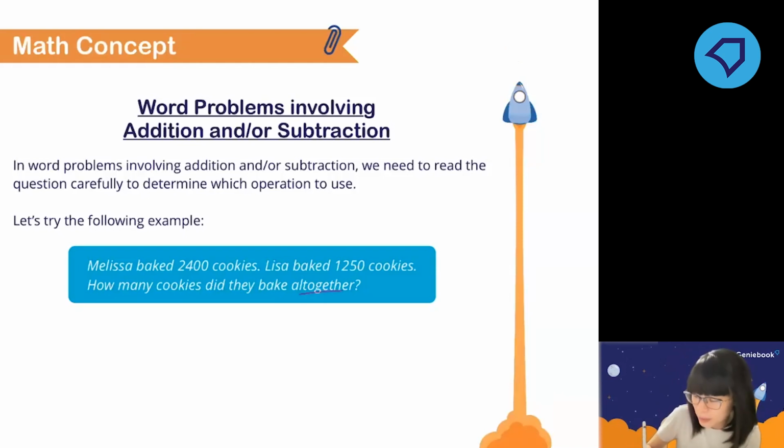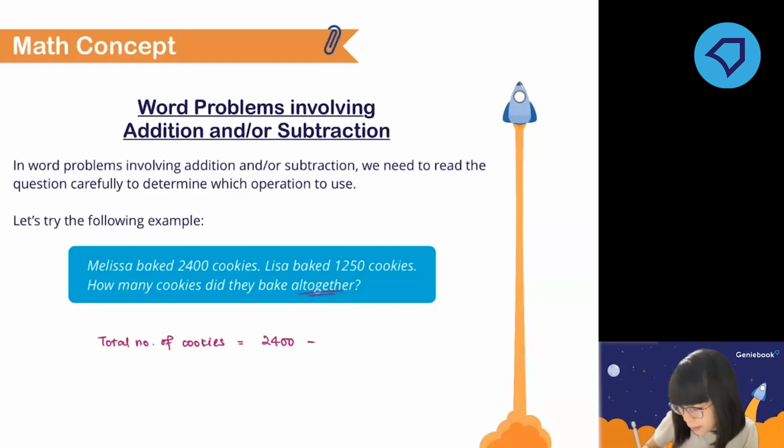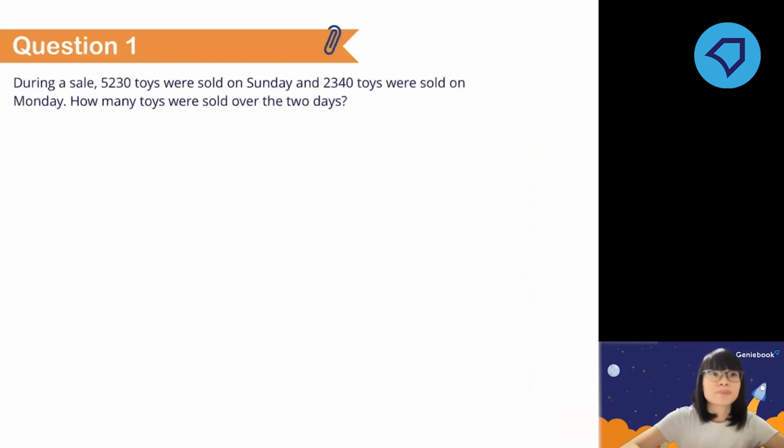All together would be the keyword because you want to add everything together. You want to add Melissa and Lisa together. So I'm going to write total number of cookies. So we need to add them together. 2,400 plus 1,250. This one, I believe all of you can do mental calculation. What should the final answer be? 3,650. You guys are correct. Excellent job. Okay, so let's take a look at one more example before I give you your bubble question.